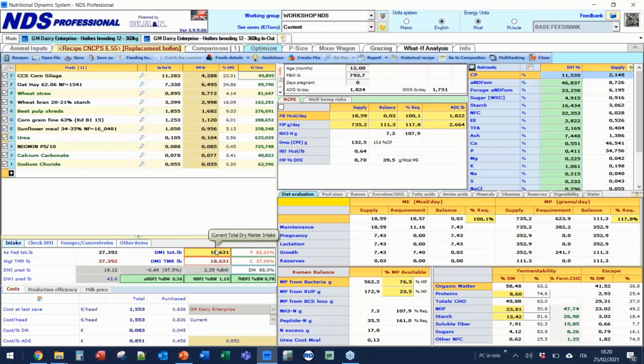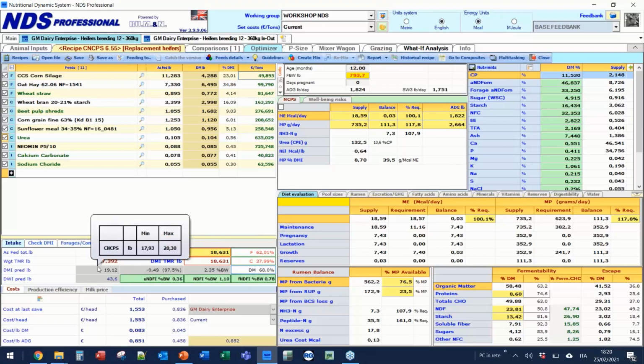This is the intake. You can see here some of the most important numbers that we edited in the animal input screen, and we can change them here if we want. And now we need to evaluate the outcomes. The dry matter intake is close to the predicted, and that is fine. This is a real diet in our condition, just converted to the English system.